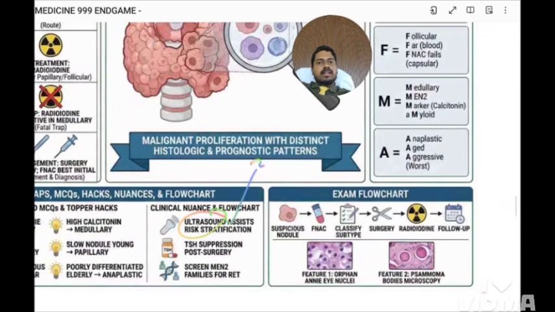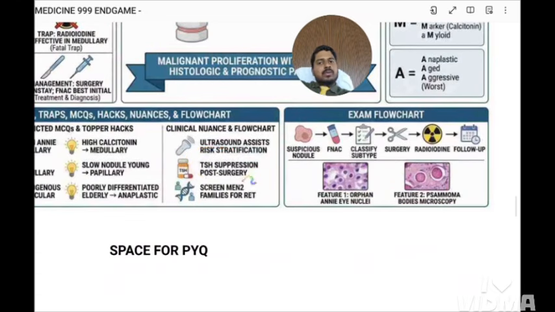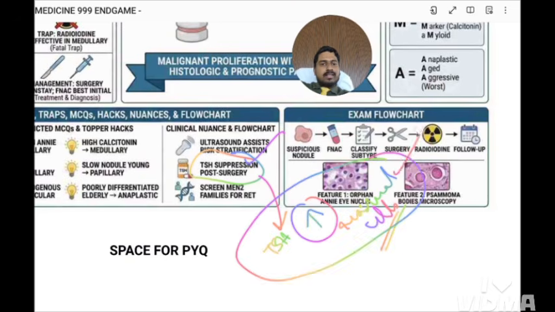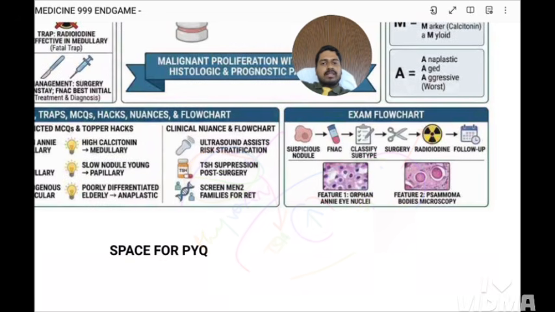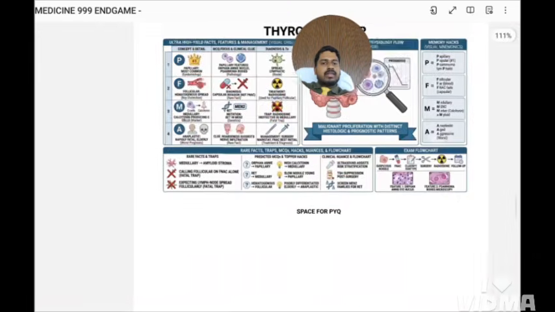Now, ultrasound helps in stratifying risk, and TSH suppression post-surgery will be required, and basically this means that you suppress TSH after surgery, because TSH can increase growth of residual malignant cells, okay? Residual cells, whichever are there, it can increase their growth. So as a result, you give thyroxine supplementation to keep TSH at lower levels in post-surgical management, okay? Screen for MEN2 if you come across medullary thyroid carcinoma. So this is Orphan Annie nuclei, okay, and these are psammoma bodies. These two are most important, okay?